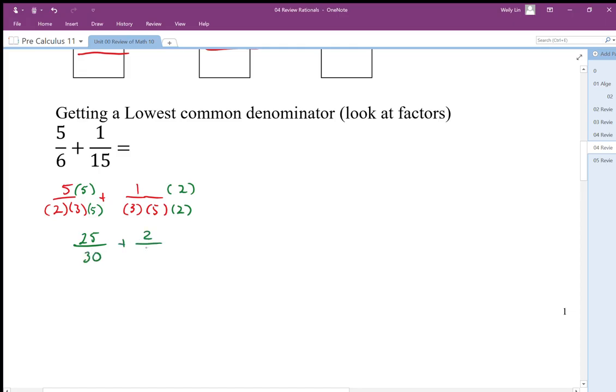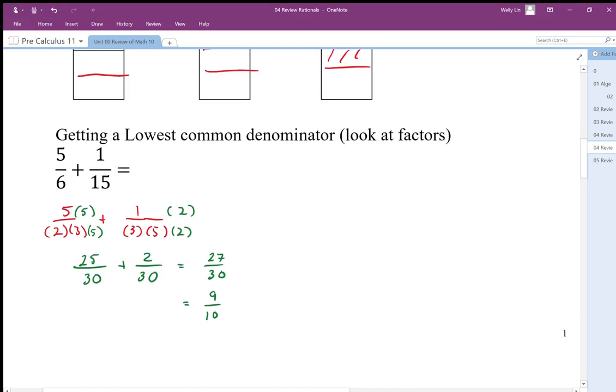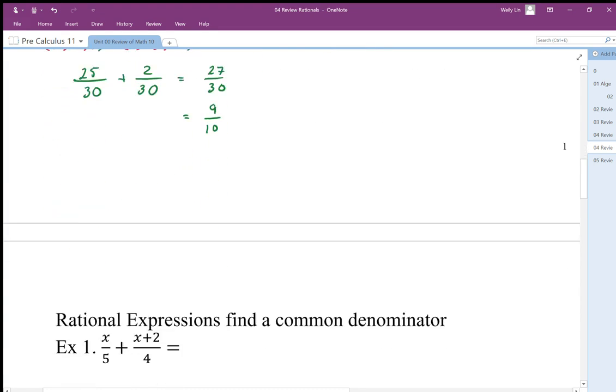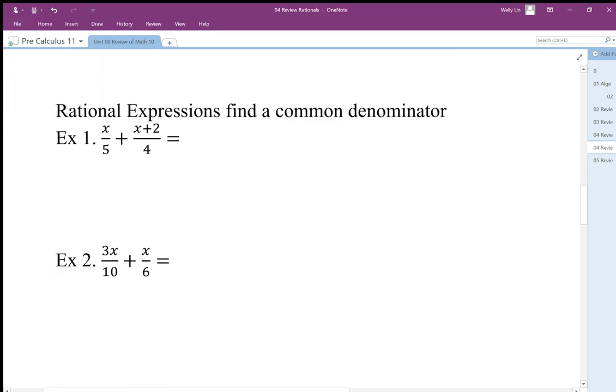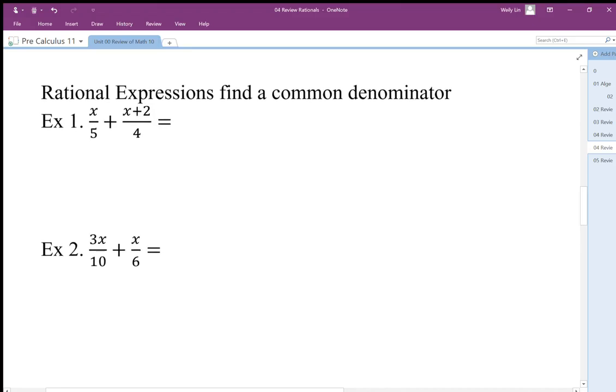So we have 25 over 30 and 2 over 30, and that gives us 27 over 30, which we can simplify to 9 over 10 because they share a common factor of 3. So it's really important that we look at the factors when we're dealing with rational numbers. So even when we start dealing with putting variables in here, as long as we understand how the process works, that we're really looking at factors, it makes it a little bit easier to understand.